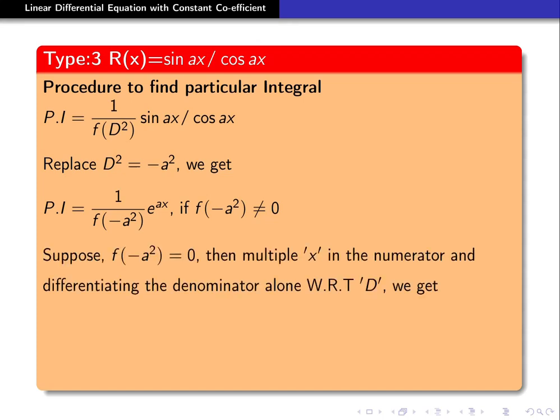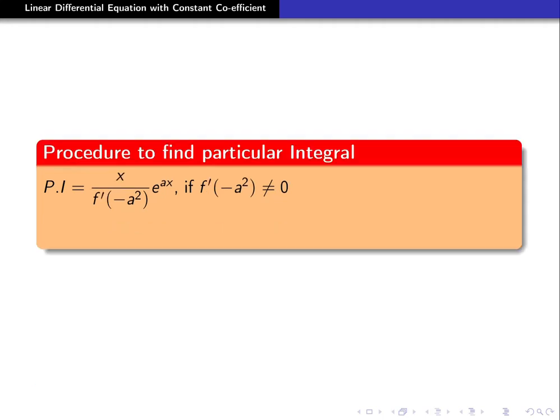Otherwise, if the denominator is 0, we multiply x in the numerator and differentiate the denominator alone with respect to D. So we will get x into particular integral is equal to x divided by f dash of D square into the trigonometric function. So again replace D square in terms of minus a square, we'll get this. Suppose if it is 0 again, we can do the above process again.